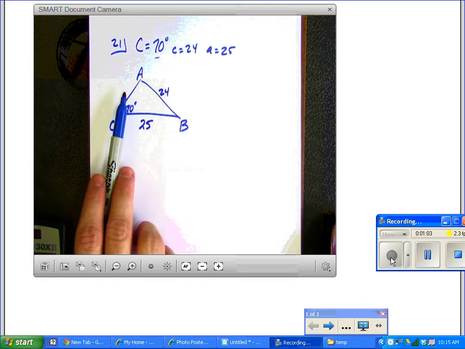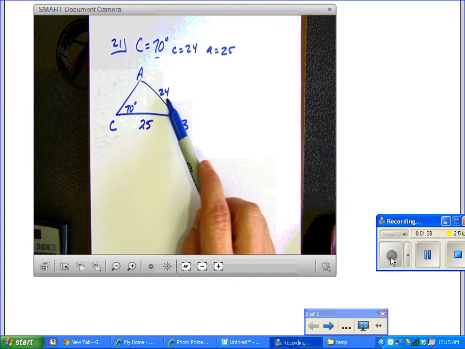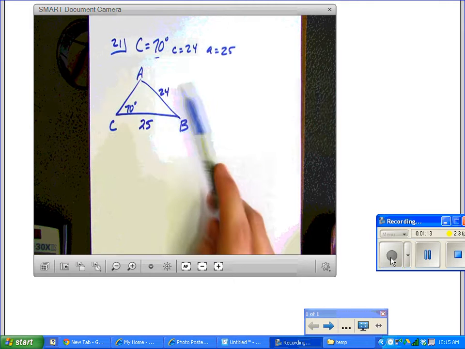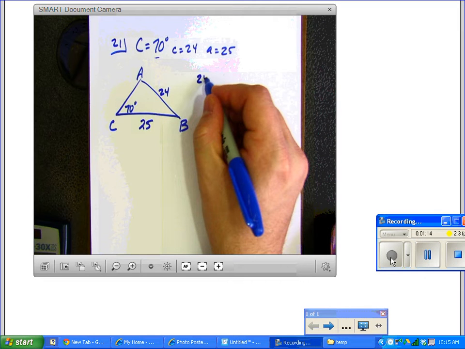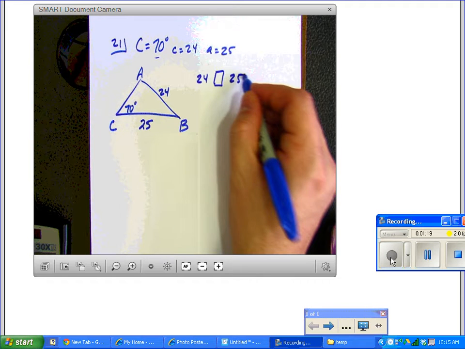Yeah, if you switch those two. Now, this is not the bigger side, is it? So I'm not sure how many triangles this is. I'm going to have to compare. So compare 24 to 25 times sine of 70.